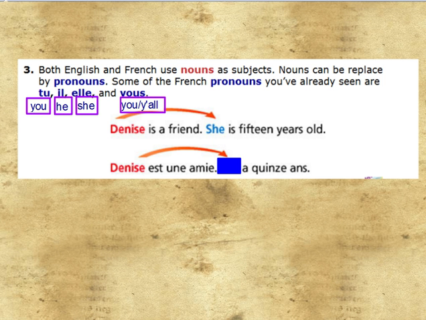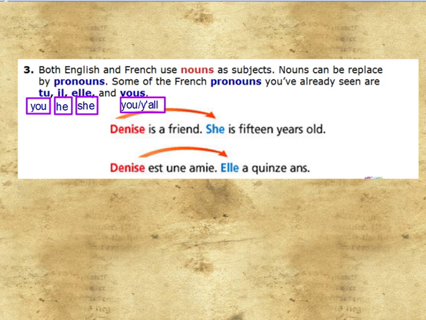This is saying, again, Denise est une amie, Denise is a friend. And then instead of saying that Denise a 15 ans, for Denise is 15 years old, we know that we can replace a single female, such as Denise, if we're talking about her, with the word she in French, and the word she in French is elle. Elle a 15 ans would mean she is 15 years old. I know it's a little bit strange and complicated, so if you're having some questions or problems with this, we will definitely discuss it more in class.